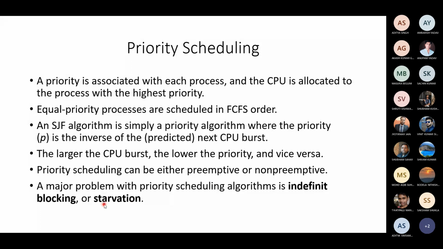The major problem with priority scheduling is that the lower priority jobs will never get their chance. People with higher priority will keep coming and taking the time that they got allotted, and that is the main problem of starvation. Does this make sense? Yes, sir.